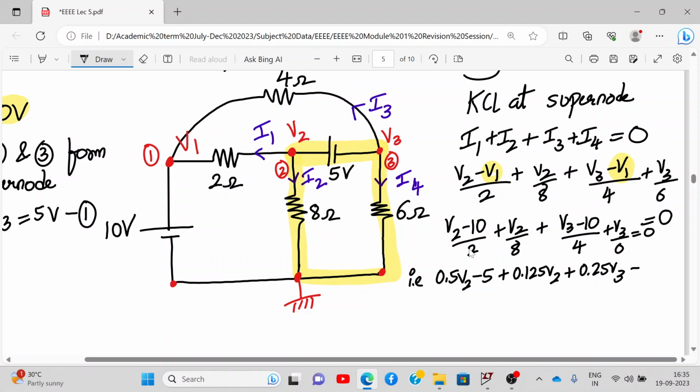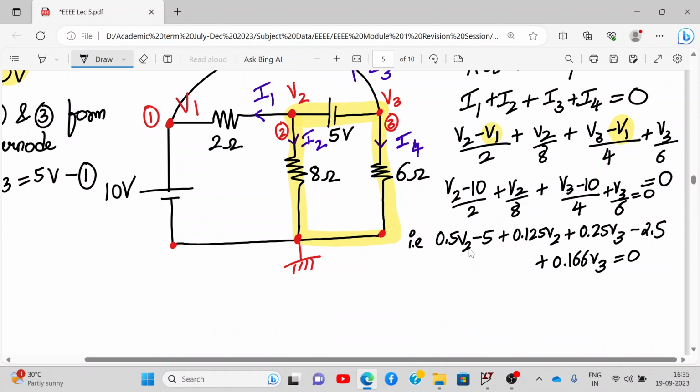Okay, so it will be 2.5, and then plus V3 upon 6. So 1 upon 6 is 0.166 V3 is equal to 0. Now we club the terms together, and finally we write it as 0.625 V2. So we club the term V2 together, then V3 together, plus 0.4167 V3 is equal to 7.5. So this becomes our equation number 2.